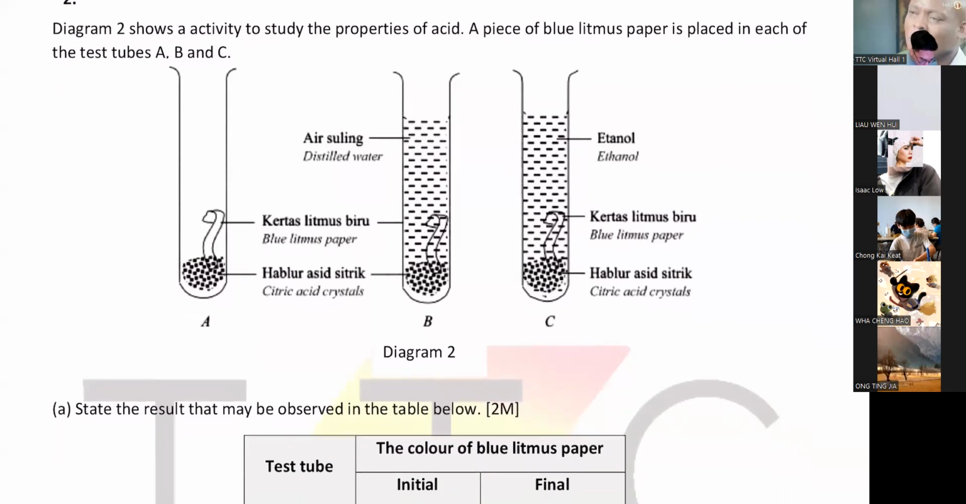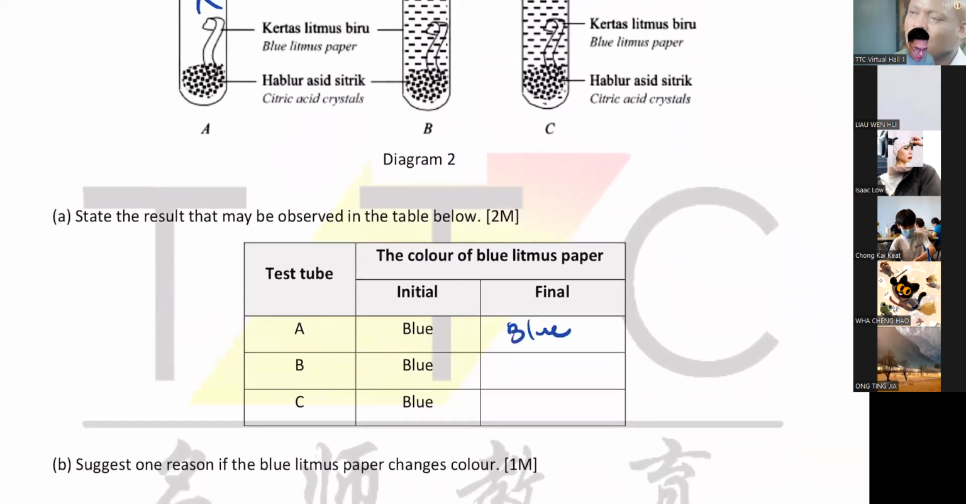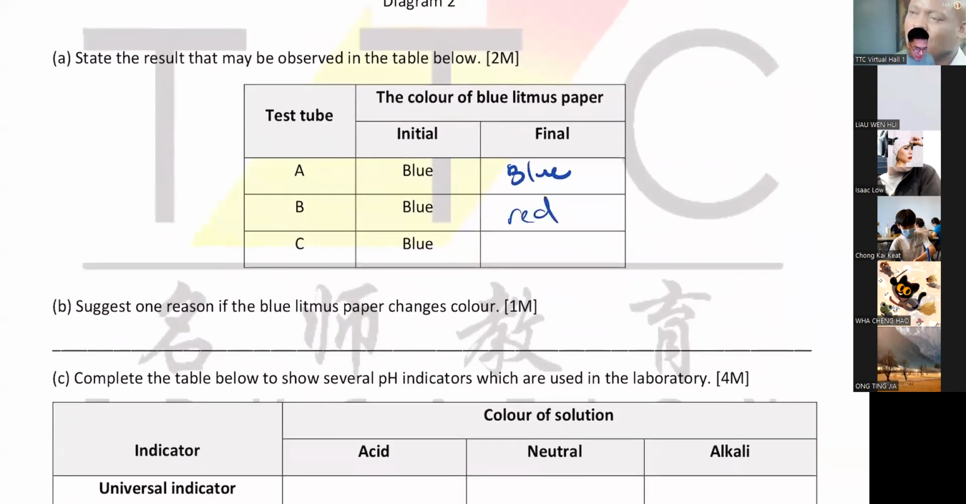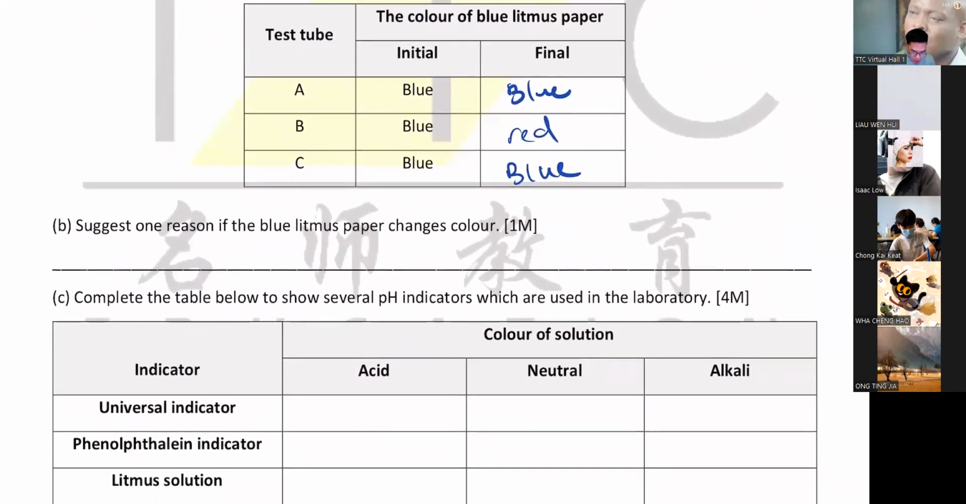Okay, as we know, dry acid will not show you properties. So your blue litmus paper will not change color. If you put water, that means they will change color. You put ethanol, also won't change color. These two won't change color. This one will change color. So what's the final color? So A, you still get back blue because there's no water. B, you get red. C, you get blue. Like that lor. So suggest one reason if blue litmus paper changes color. Why for B blue change color leh? Because water is present.